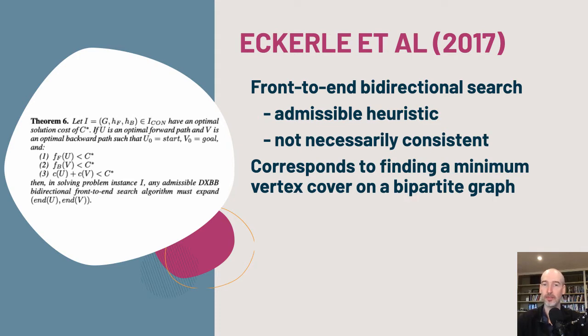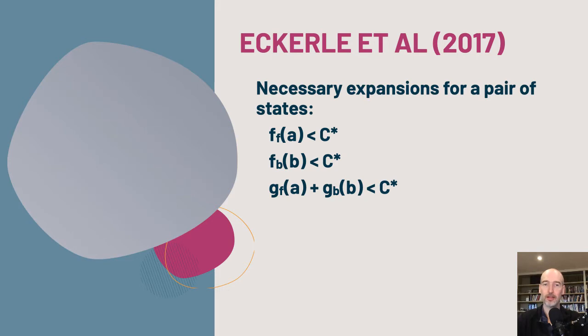We're going to assume that the heuristic is admissible, but not necessarily consistent. And this problem corresponds, we'll show in a second, to finding a minimum vertex cover on a bipartite graph. What's important to understand here is that we want to ask, for a pair of states, one in the forward direction, one in the backwards direction, do they need to be expanded?